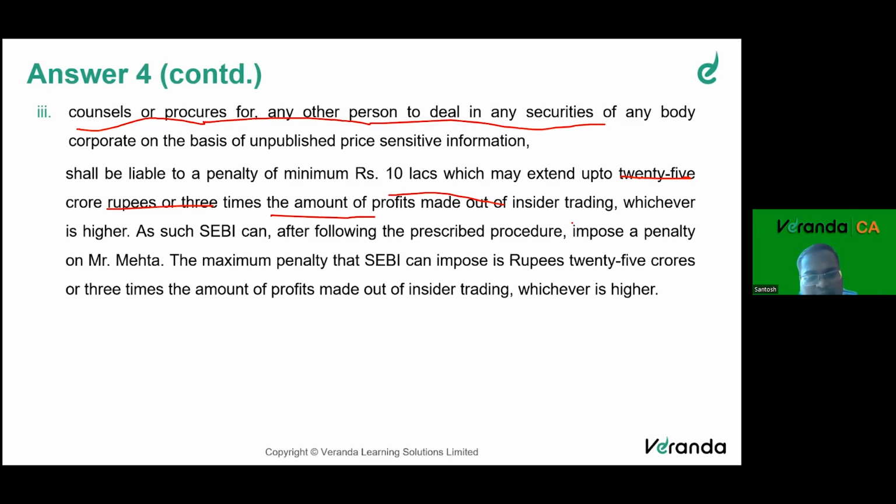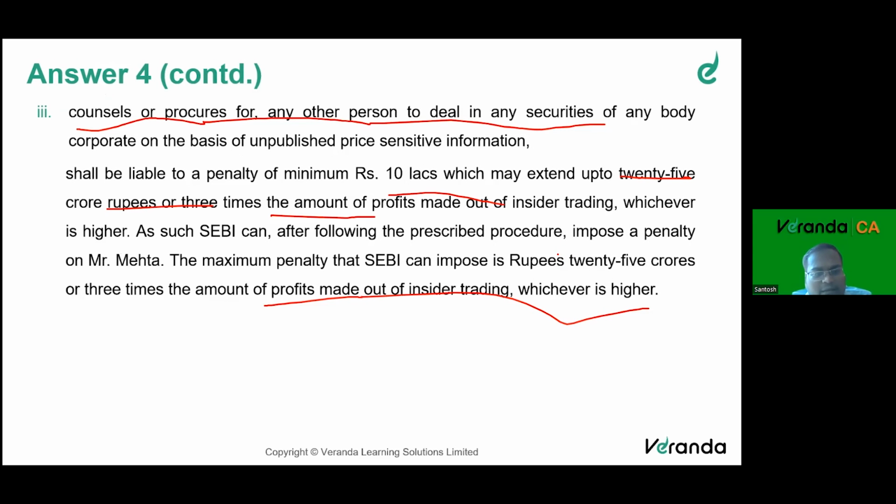SEBI can, after following the prescribed procedure, impose a penalty on Mr. Mehta. The maximum penalty that SEBI can impose is 25 crores or 3 times the amount of profits made out of the trading, whichever is higher. So basically 25 crores or 3 times the profit, whichever is higher. I don't know in this case how much profit he has made.